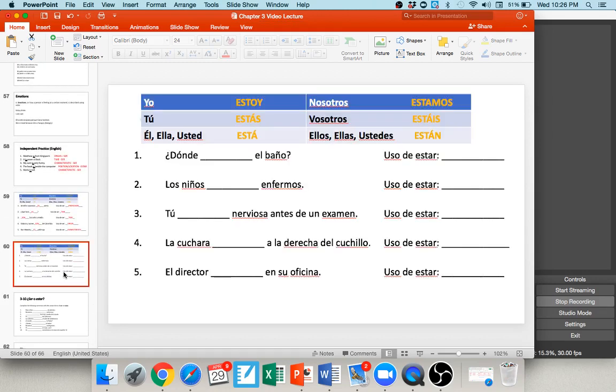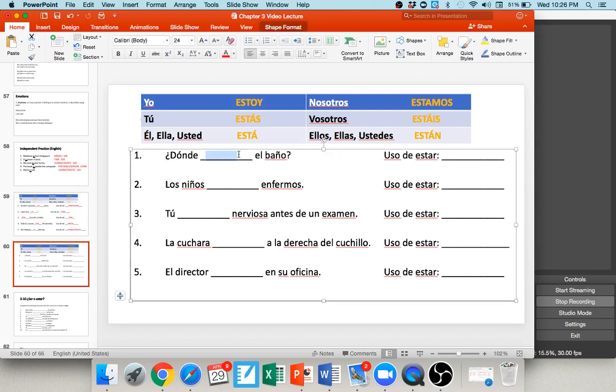Let's get started. Number 1, I ask you, ¿Dónde blank el baño? Where is the bathroom? Well, I'm asking about the bathroom's position or the bathroom's location. So that's my use of estar. In this case, where is the bathroom? Well, the bathroom would be considered "it" in Spanish. It is singular. So therefore, we're going to use our third-person singular box, also known as the he, she, it box. So I'm going to ask you, ¿Dónde está el baño?